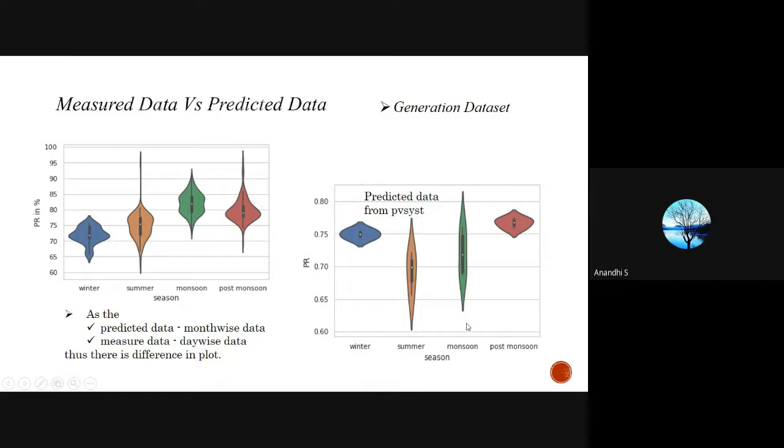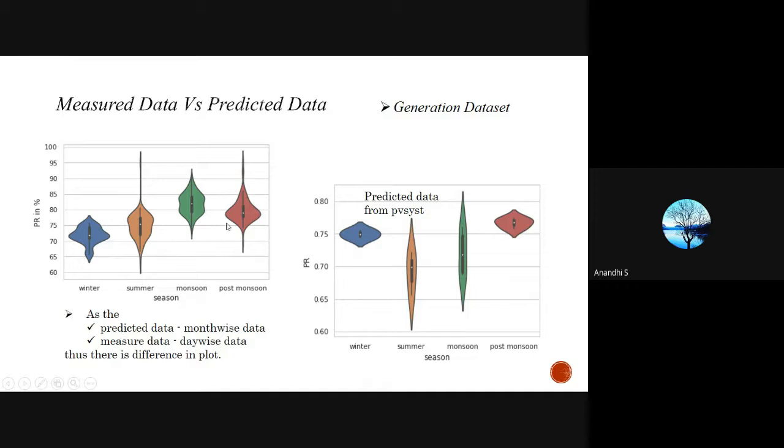I have extracted the data, and this is a violin plot using a Python library. For monsoon, it is in this range. This is a measured value plot, and this is a predicted plot, so that I can compare them and we can come to a conclusion.